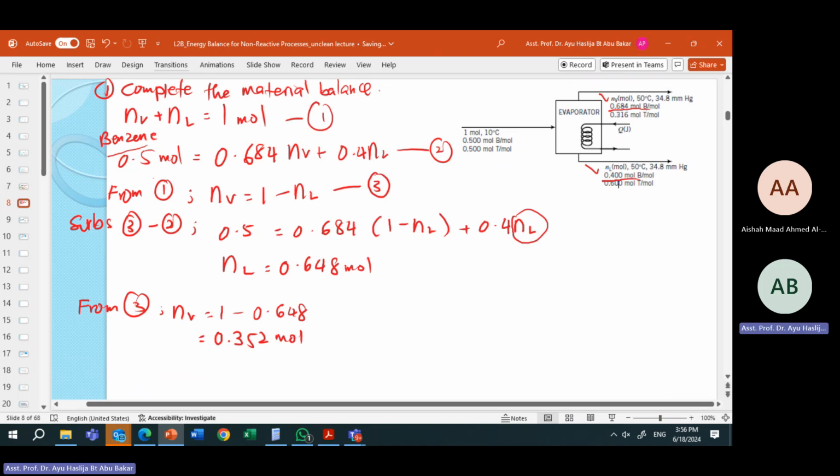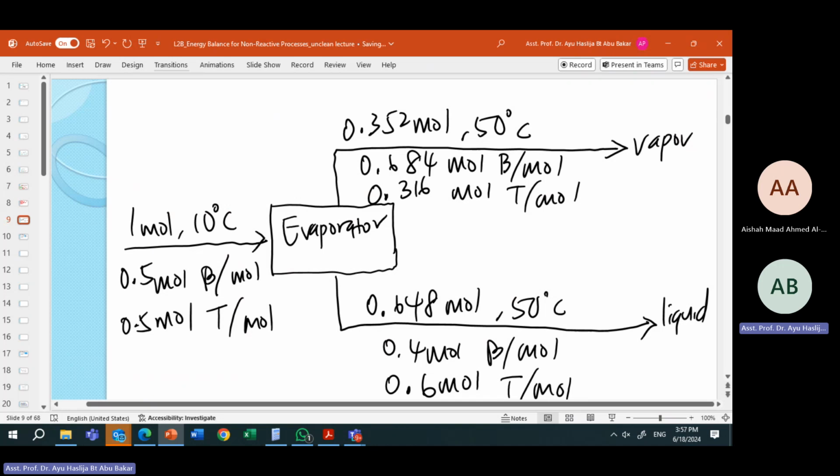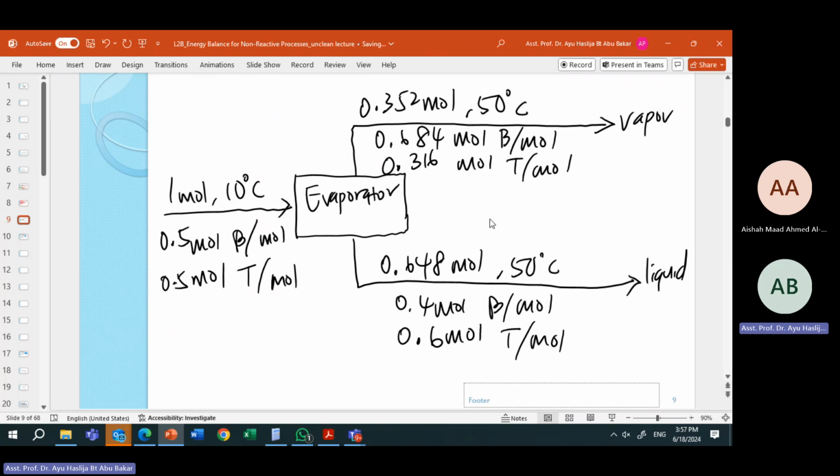Then complete the process flow diagram, the PFD. This is the complete process flow diagram. The unknowns that we calculated earlier, this is NV, this is NL. Now from here, then only we can proceed with the energy balance.